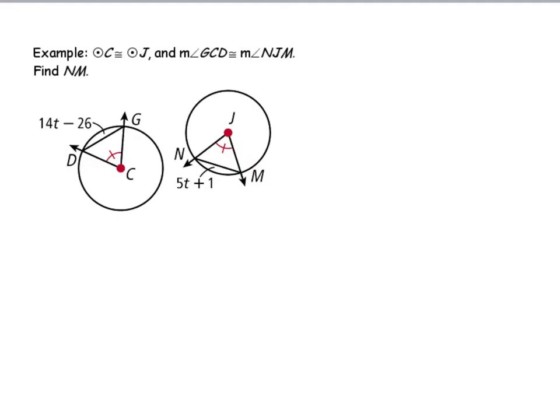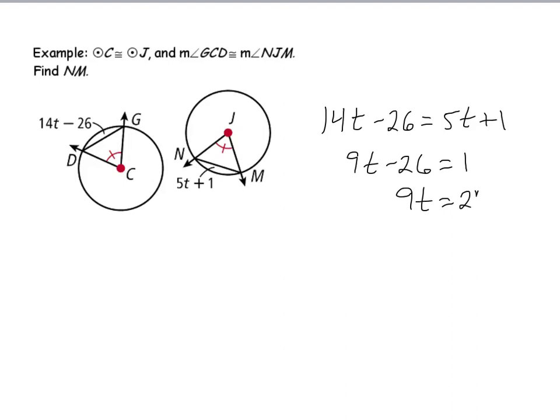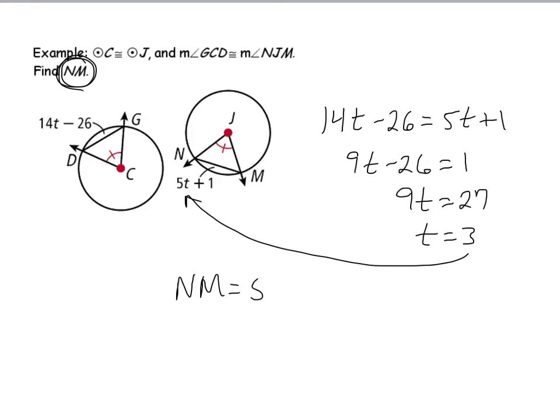So if they're congruent, let's set them equal to each other. I would say 14t minus 26 equals 5t plus 1. If I subtract 5t from both sides, I get 9t minus 26 equals 1. I add 26 to both sides: 9t equals 27. If I divide, t equals 3. The problem is asking us to solve for NM, so I take this 3 and put it back in. NM is going to equal 5 times 3 plus 1, which means 15 plus 1. So my chord is 16 units long.